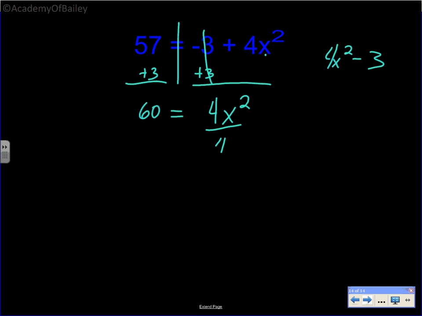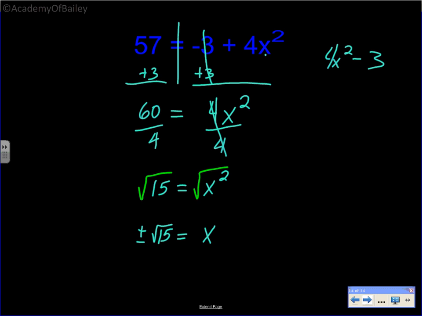Divide both sides by 4. 60 divided by 4, I believe, is 15. 15 is equal to x squared. So if 15 is equal to x squared, how do you get x by itself? Take the square root of both sides, and x will be equal to positive square root of 15 and negative square root of 15, plus or minus the square root of 15.